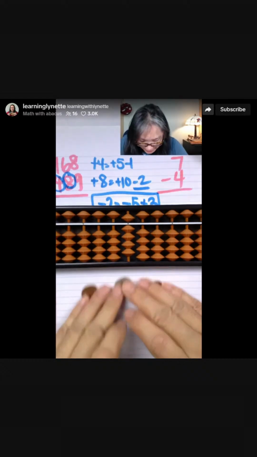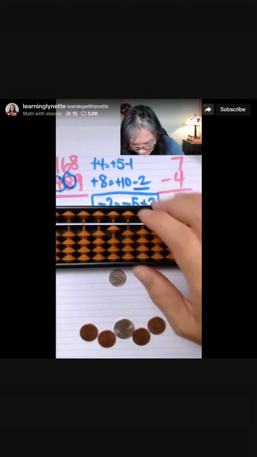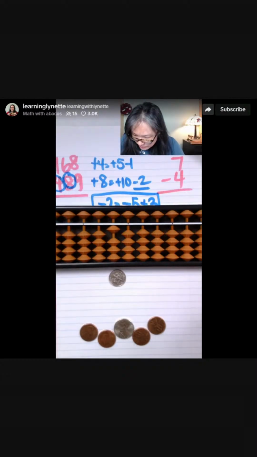So I have my thing. So here we have this, right? We have our place value. We have our ones, our tens, our hundreds, our thousands, and our 10,000.